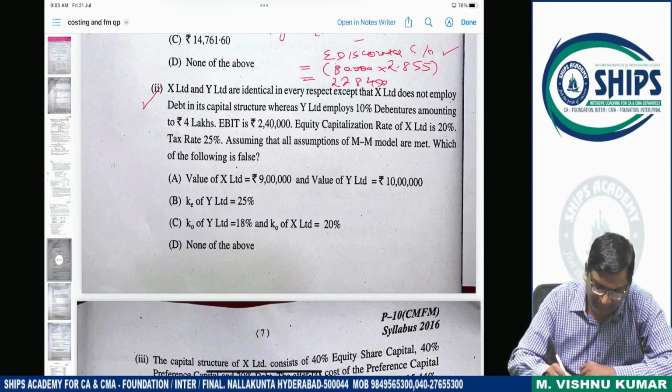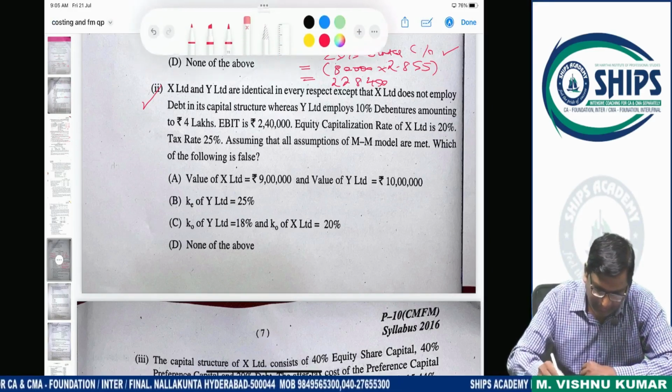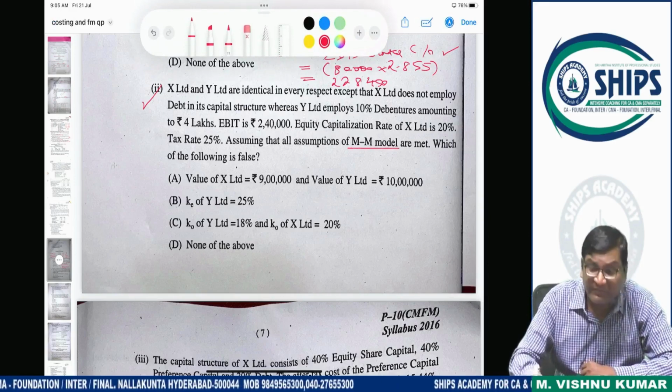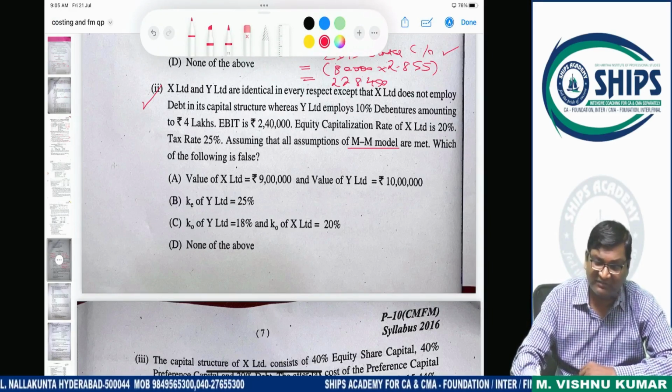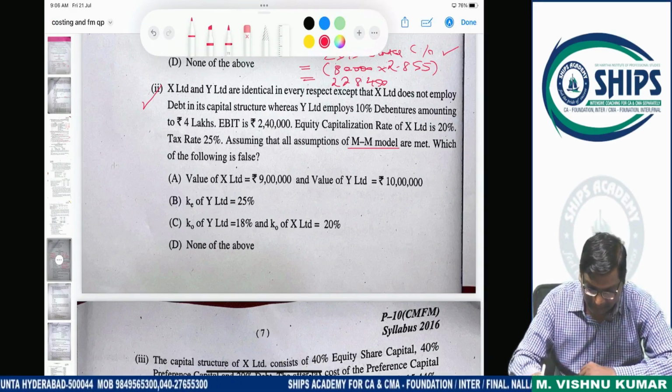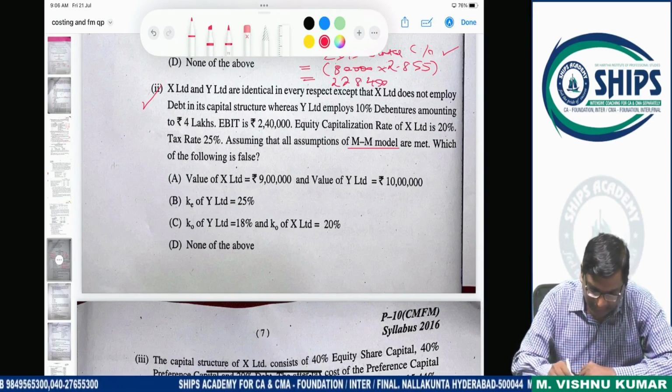This is on the Modigliani and Miller capital structure tax model. In Modigliani and Miller we have 2 models, without taxes and with taxes. This is on the tax model. So first, what is the given data? X and Y, two companies are there.